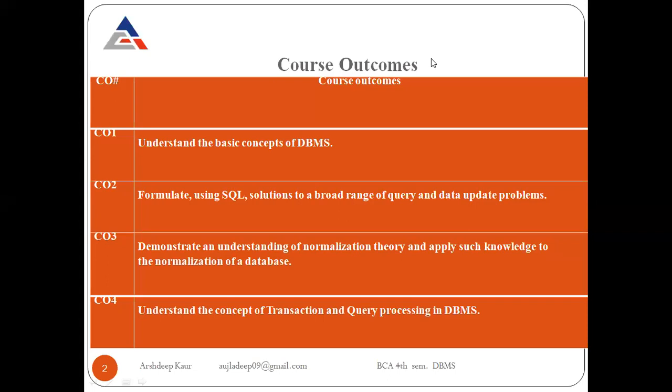Now we are going to discuss some course outcomes. Course outcome means when we study DBMS, what we have to learn. So course outcome 1 is to understand the basic concepts of DBMS. In course outcome 1, we will study what is DBMS, what are the various models that we have to use in the DBMS, what is the architecture of the DBMS, it is the 1-tier architecture, 2-tier architecture, 3-tier architecture. Tier means level, it's a level 1 architecture, level 2 architecture, or level 3 architecture.